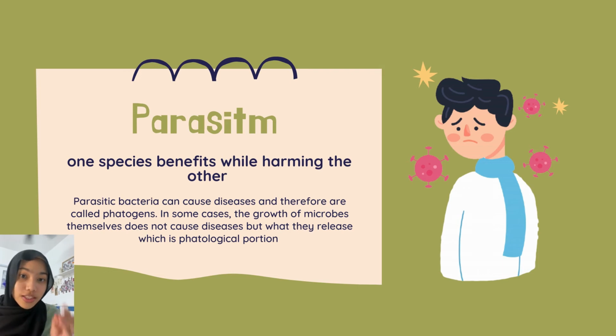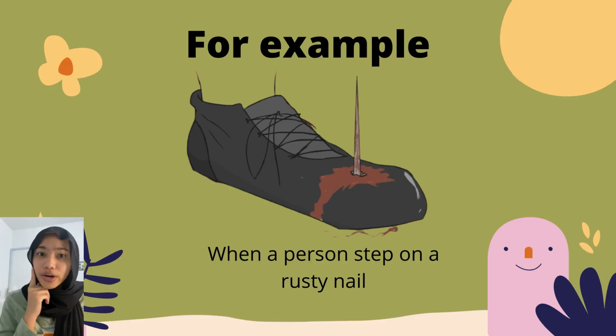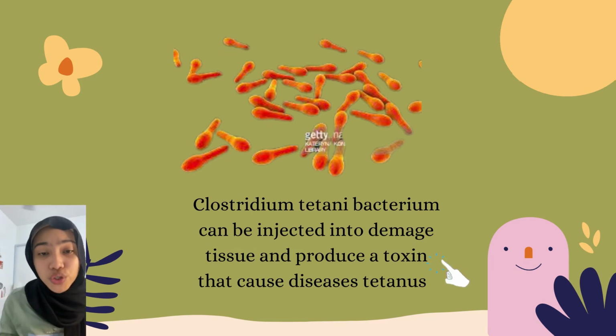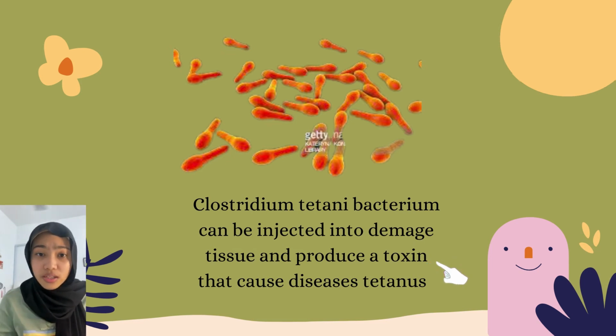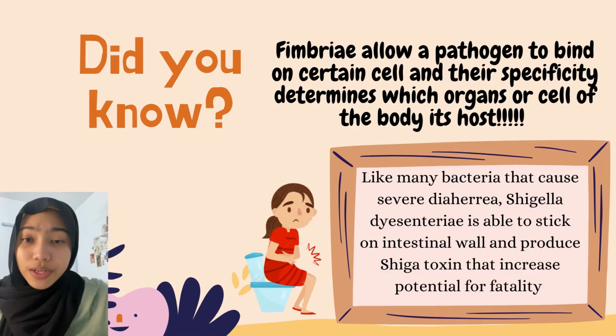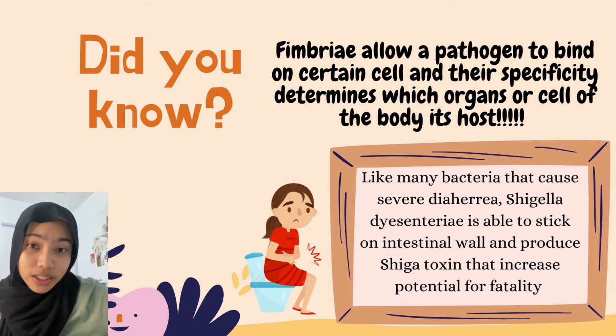Parasitic bacteria can cause disease and therefore are called pathogens. In some cases, microbes themselves do not cause disease, but what they release is the pathological portion. For example, when a person steps on a rusty nail, what will happen? Clostridium tetani can be injected into damaged tissue and produce a toxin that can cause the disease tetanus.